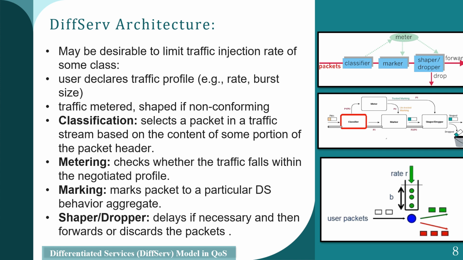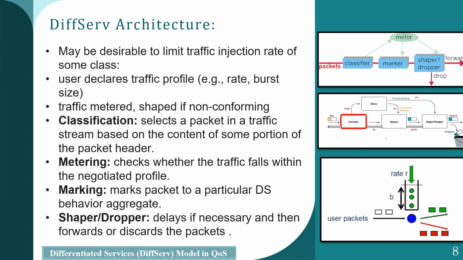In the DiffServ architecture, there are classifiers, meters, markers, and shapers and droppers, and the packet will go through all the blocks. Classification helps us to select packets in a traffic stream based on the content of some portions of the packet headers. Metering helps us to check whether the traffic falls within the negotiated profile. Marking will help us to mark packets to a particular DS behavior aggregate. The shaper and dropper help us to delay if necessary and then forward or discard the packet.